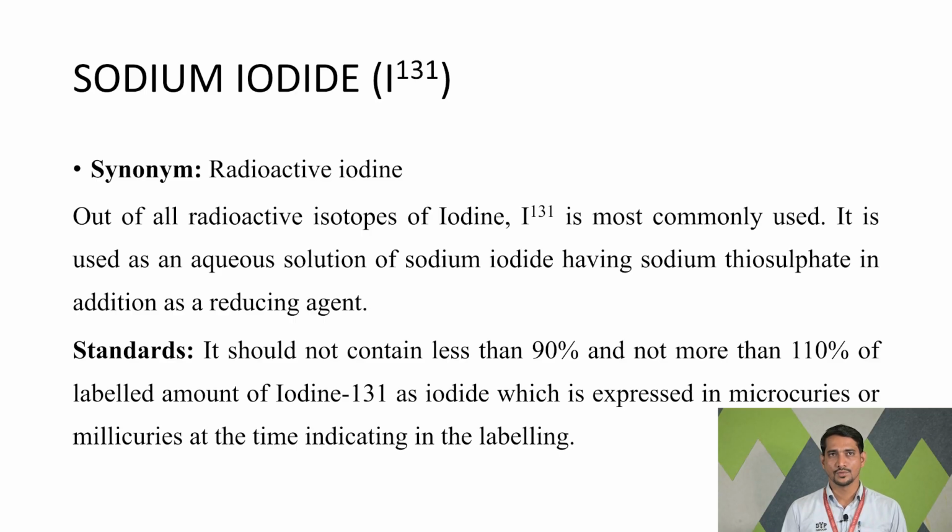Let's take an example of sodium iodide, which is also a radiopharmaceutical and possesses radioactive properties. The synonym of sodium iodide is radioactive iodine. Out of all radioactive isotopes of iodine, iodine 131 is most commonly used. It is used as an aqueous solution of sodium iodide, having sodium thiosulfate in addition as a reducing agent. There are some standards. It should not contain less than 90% and not more than 110% of the labeled amount of iodine 131 as iodine, which is expressed in microcuries or millicuries at the time indicated in the labeling.